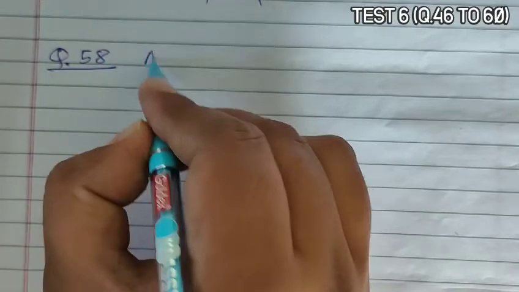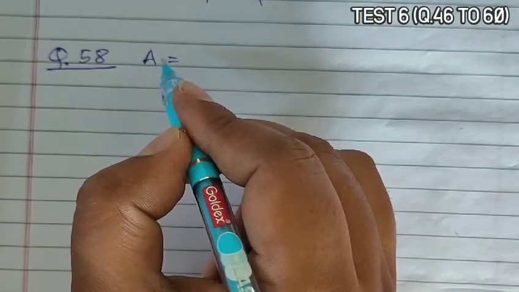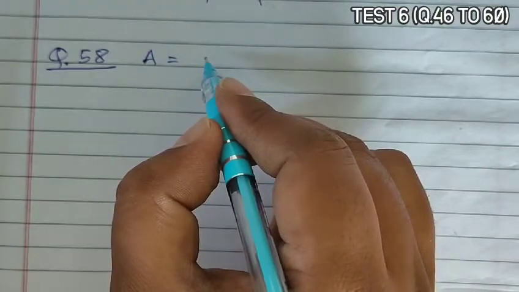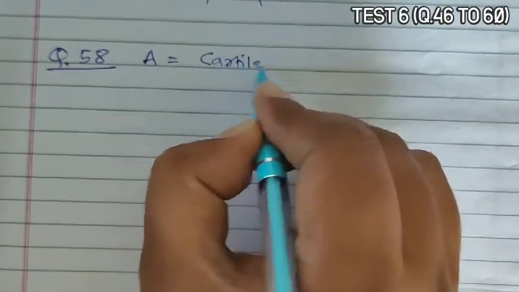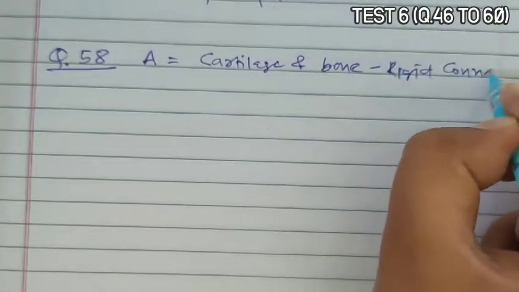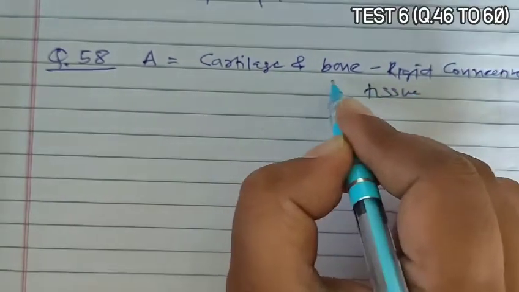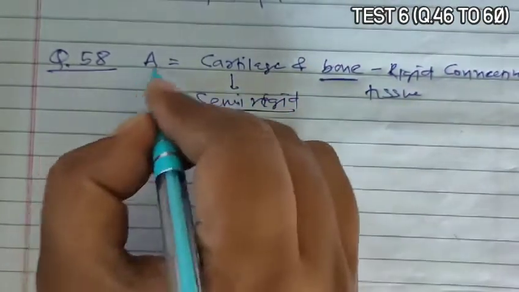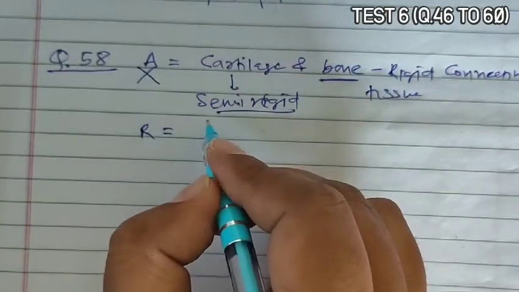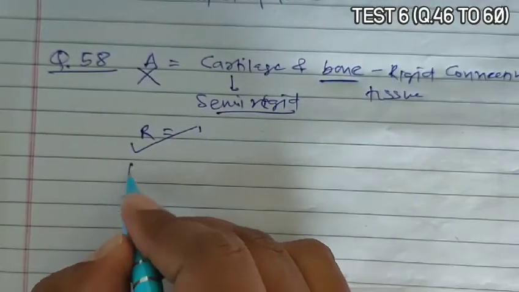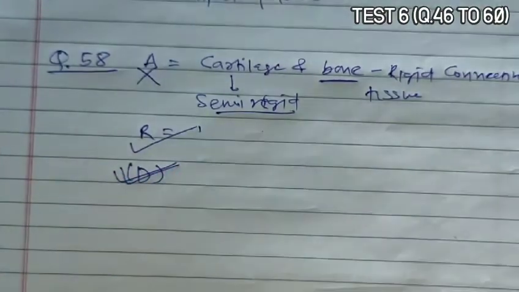Next is question 58. Question 58 has the assertion given as cartilage and bone are rigid connective tissue. Actually, bone is a rigid connective tissue, but cartilage is semi-rigid. So the assertion is incorrect because bone is rigid, but cartilage is semi-rigid. The reason is given as blood is a connective tissue. Yes, blood is a connective tissue, so it is correct. So A is incorrect, R is correct. According to that, option D is the correct answer for this.